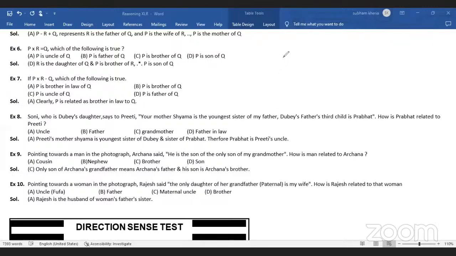Son of my grandmother. Grandmother is this, GM. Grandmother's son is SON. Sorry, only son. Grandmother's only son is father. If it was grandmother's son, it could have been father or uncle. समझ रहे हो बात को? Difference देखना. If it was grandmother's son, it could have been uncle or father. But if it is grandmother's only son, it can only be father. Okay. Now, son of father will be Archana's brother for sure. Yes or no? So the answer is brother.